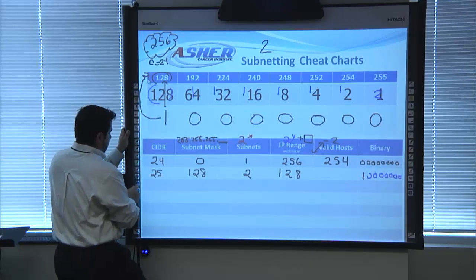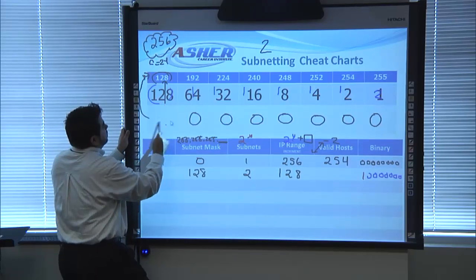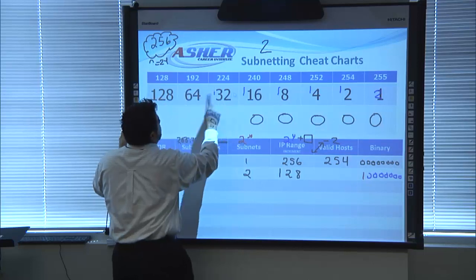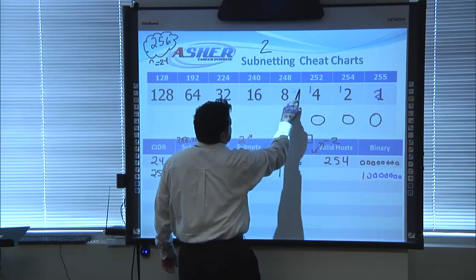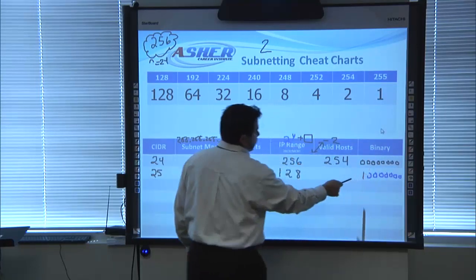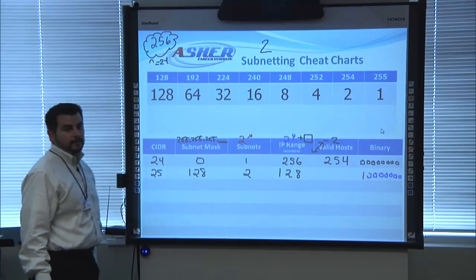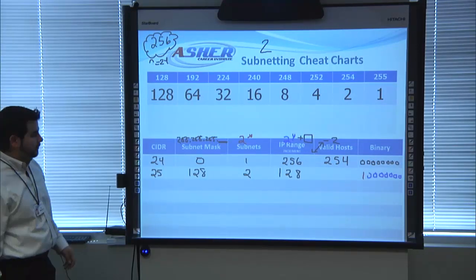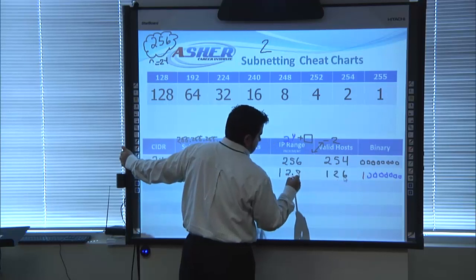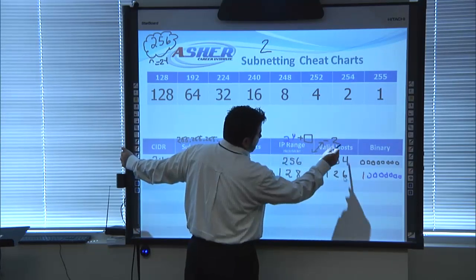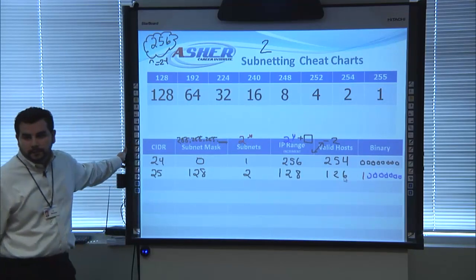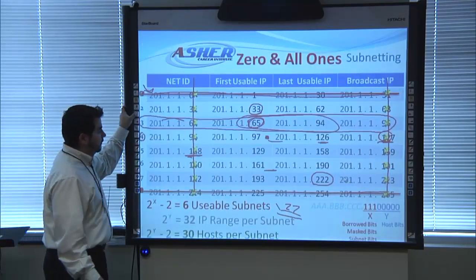All right. So you've got the next one: you've got to find your valid host for borrowing 1 bit. 126. And you got that how? 2 to the power of y minus 2. So 128 minus 2 gave me 126.